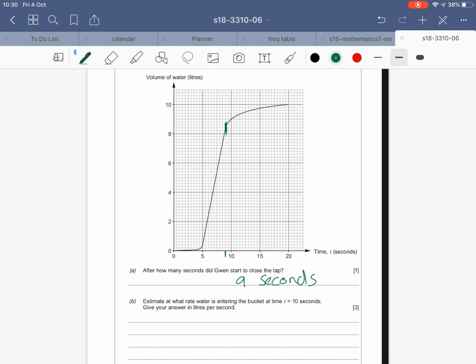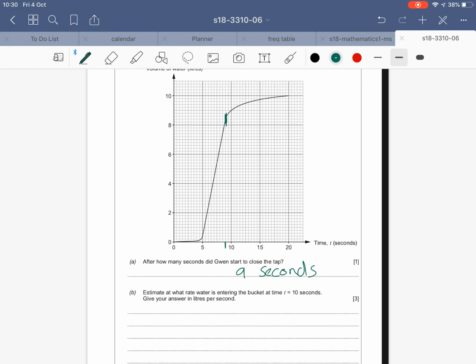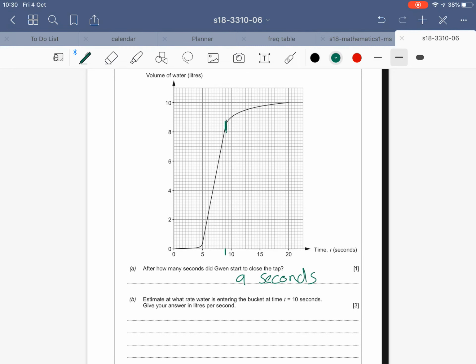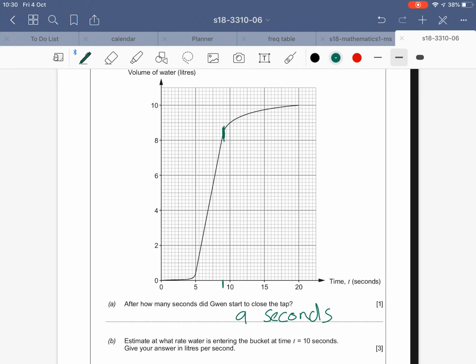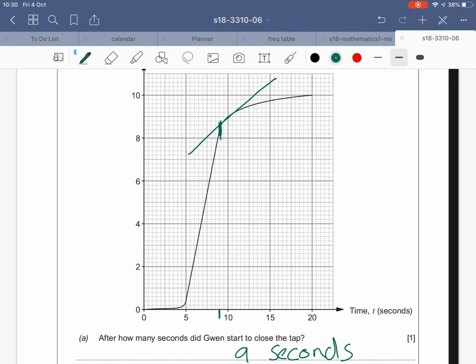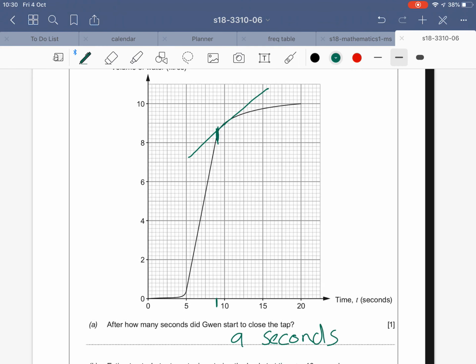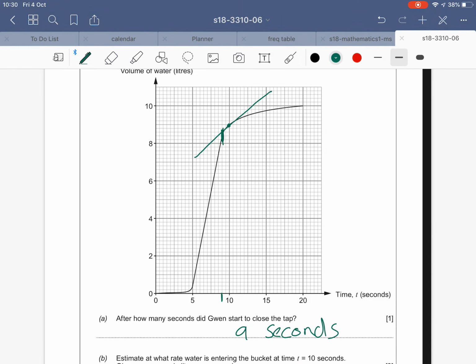Estimate the rate at which water is entering the bucket at time t equals 10. Give your answer in litres per second. So you want to see what is accelerating and decelerating at 10 seconds, really. This is where we need to draw a tangent to our curve, and then we need to pick 2 points on our line and do change in y over change in x. So I'm just going to pick the point at 10, because obviously that's going to be on the line, and I'm going to pick roughly about here.